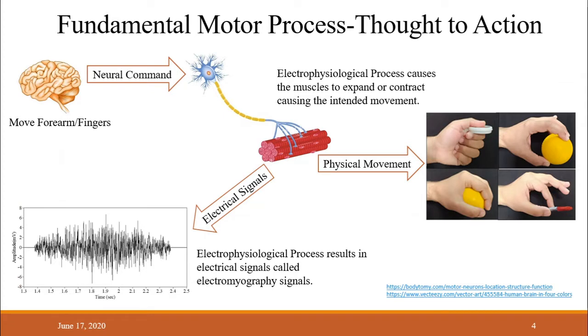The fundamental thought to action process starts in the brain. When we think to perform an action, the brain sends the necessary command signals to the muscles through the neurons. As a result, an electrophysiological process causes the muscles to expand or contract, resulting in the desired motion class. The electrophysiological process also causes electromyographic signals, which can be processed to classify muscle activity.